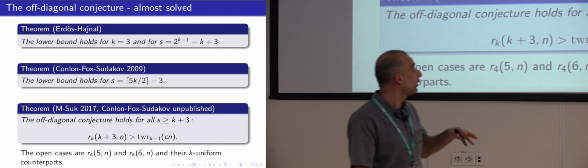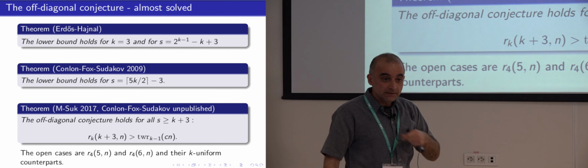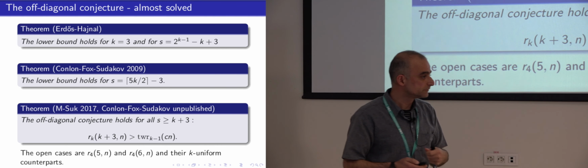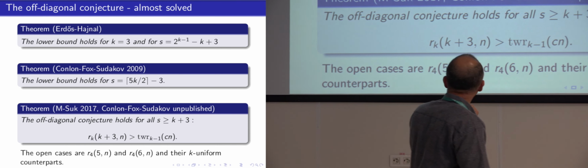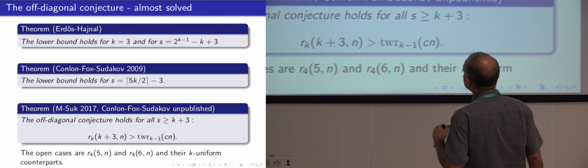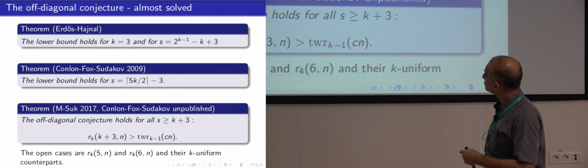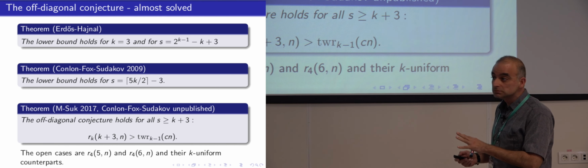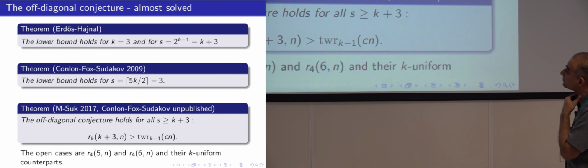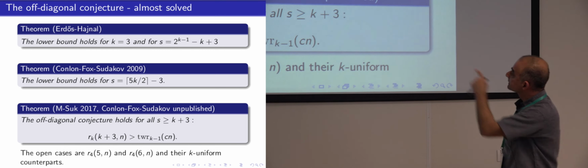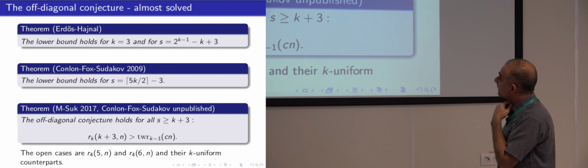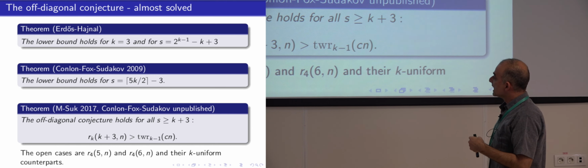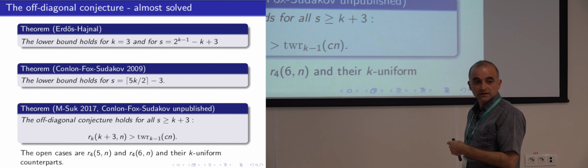So when k is 4, this quantity is 7, that means they proved R7n is double exponential in n, for example. And then Conlon, Fox and Sudakov in 2009 improved this construction to show that it works for S about 5k over 2. And then Andrew Suk and I, and also the same 3 authors in an unpublished work, improved it further to S equals k plus 3.